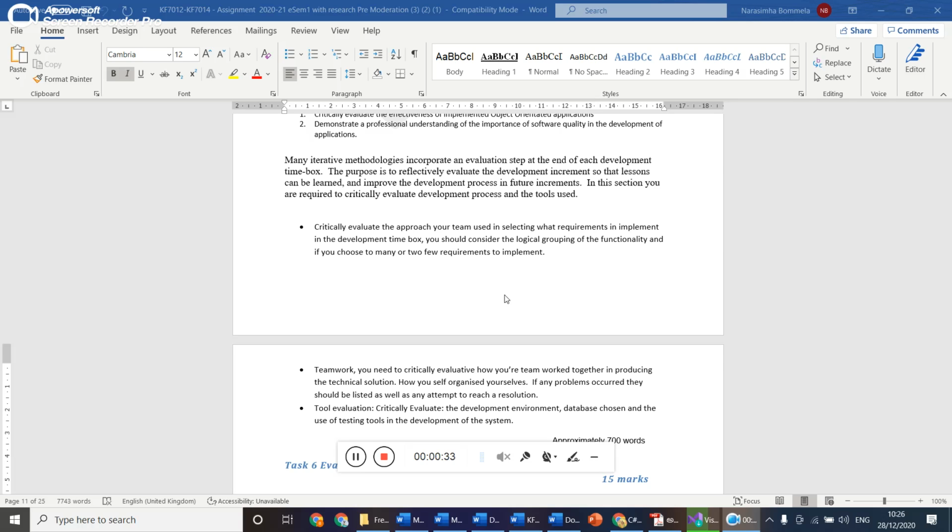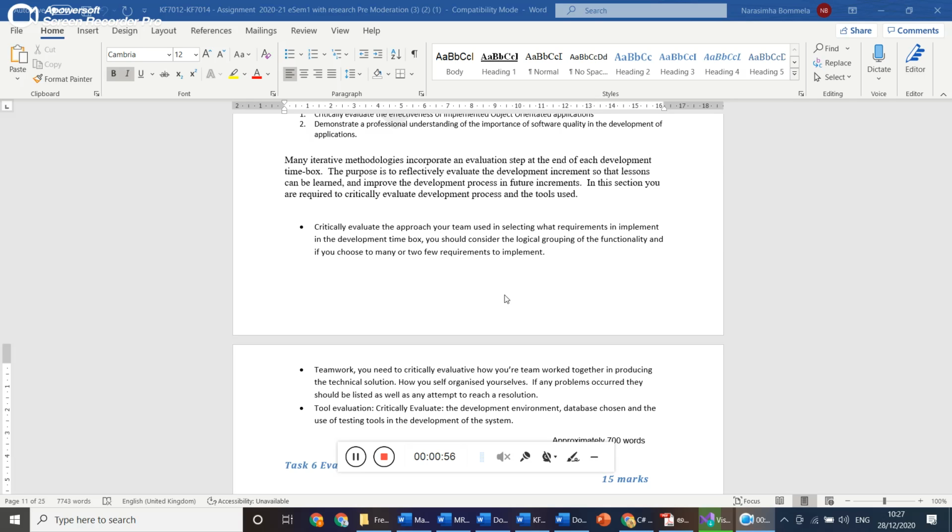For the task 5 section, there are three questions for which we need to contribute 700 words. The first question is related to grouping the functional requirements. The second question is related to how teamwork was used, and the third one is critical evaluation of your development environment. So let me explain to you how to write this one.